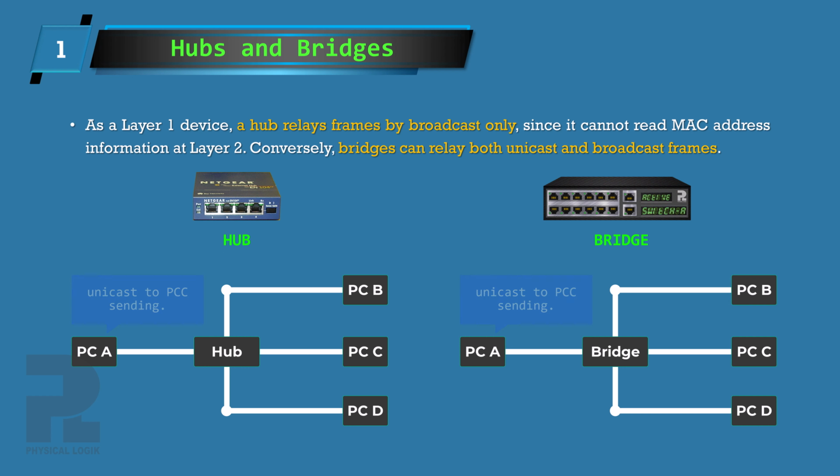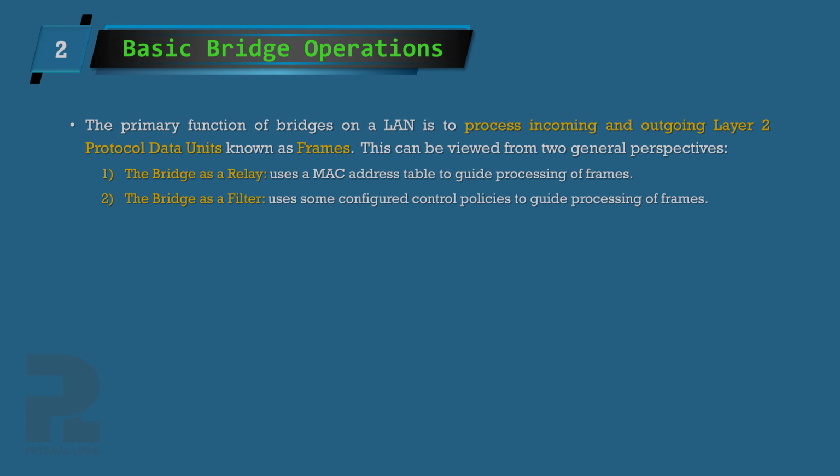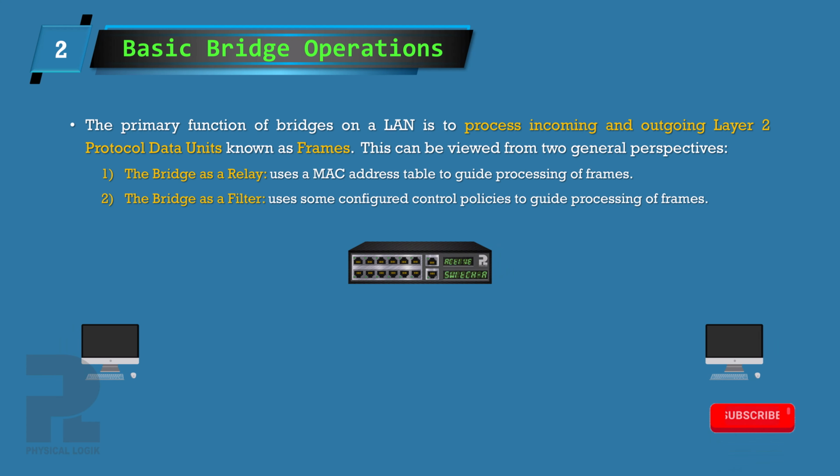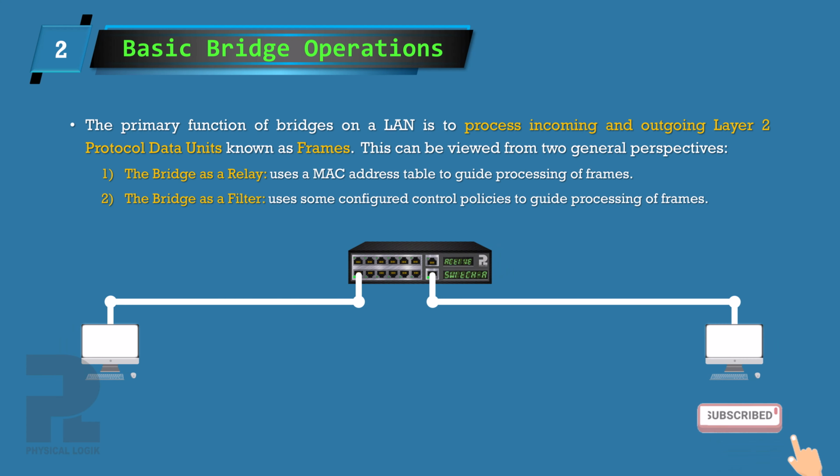During the course of the presentation for the VLAN series, the terms bridge and switch may be used interchangeably as they primarily perform similar functions. However, both devices have some significant differences across hardware and software features. A bridge is designed primarily to process incoming and outgoing frames on a LAN. This processing can be seen from two perspectives.